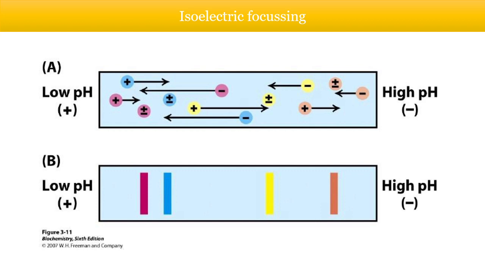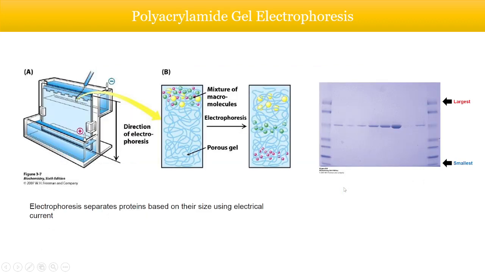So when your protein is negatively charged, it will move towards the anode, and when your protein is positively charged, it will move towards the cathode. On the basis of that, you can cut these into slits and separate your protein out of it. The other thing is polyacrylamide gel electrophoresis. That will also help you to separate the proteins based on their size using the electrical current. And then you have the largest molecules coming at the top and the smallest molecules coming at the bottom.